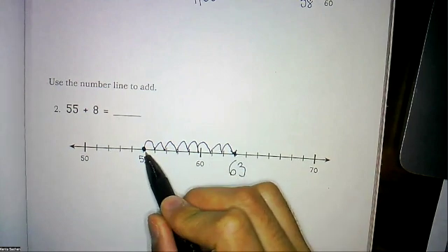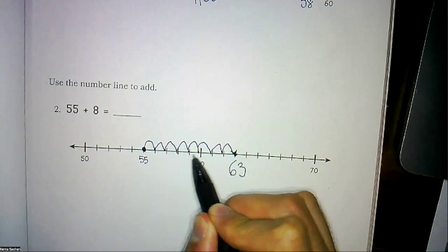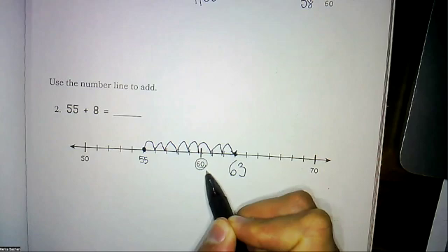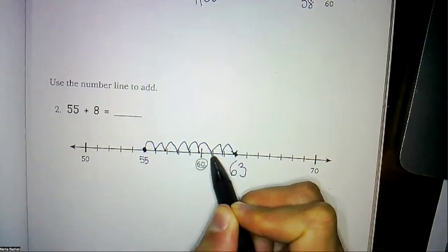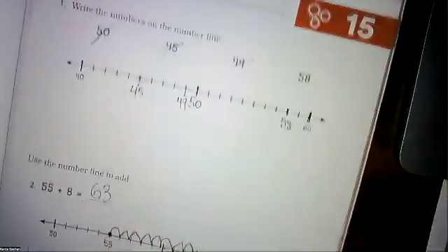Of course, I can also start at 55. Count 56, 57, 58, 59, 60, 61, 62, 63. But since we have this 60 right here, we can use that to help us with our counting, right? 61, 62, 63. Okay.